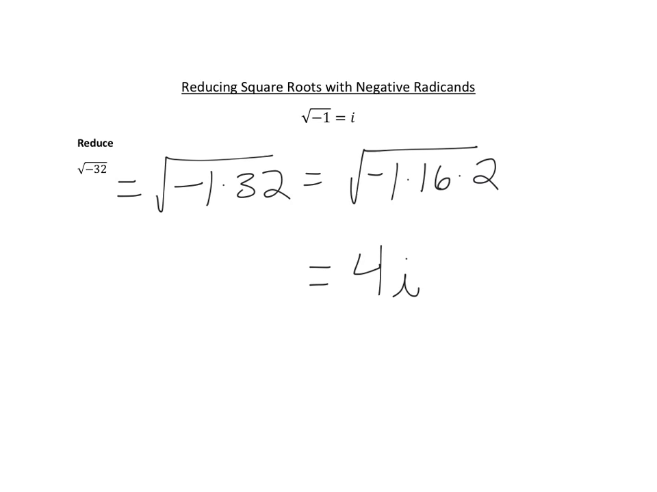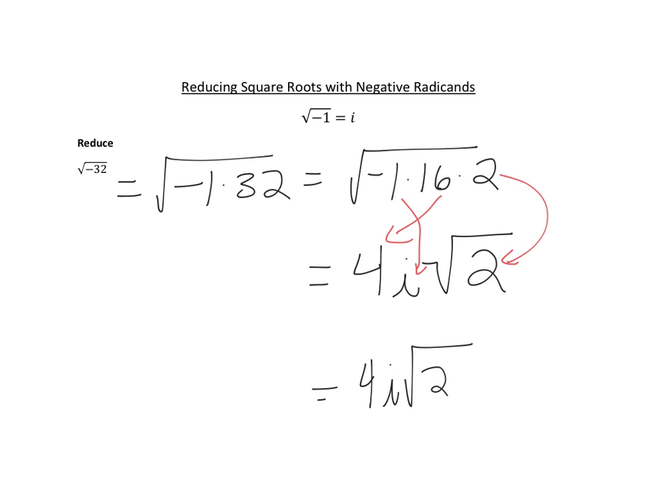That is going to be equal to 4i. Now that's on the outside of our radical, and unfortunately the 2 didn't get broken down, so it's going to stay underneath. The 16 turned into the 4, the -1 turned into the i, the 2 was not able to break down and it had to stay underneath. So, as we know, the square root of -32 is equal to 4i square root of 2.